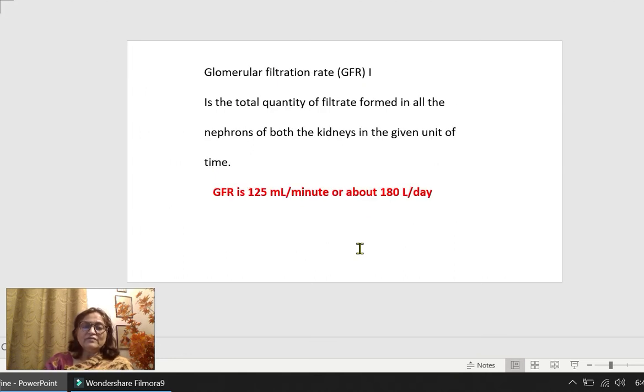Now the GFR, that is glomerular filtration rate, is the total quantity of the filtrate formed in all the nephrons of both the kidneys in a given time. And in a normal human being, it is approximately 125 ml per minute, or about 180 liters per day.